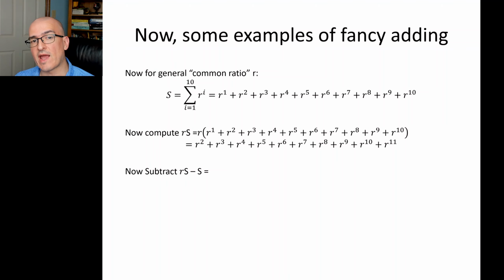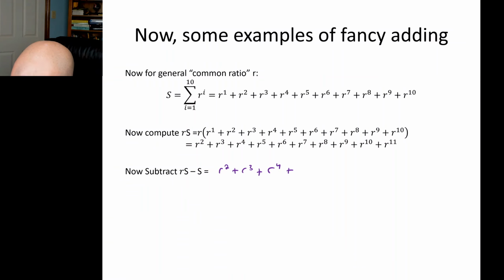Now instead of multiplying s by 2, I'm going to multiply it by r. So that's the trick. You multiply it by whatever r is. Then you distribute using exponent laws. You get r squared all the way up to r to the power of 11 and then subtract. So I'll write down those pieces. We have r squared plus r cubed plus r to the 4 plus r to the 5 plus r to the 6 plus r to the 7 plus r to the 8 plus r to the 9 plus r to the 10 plus r to the 11.